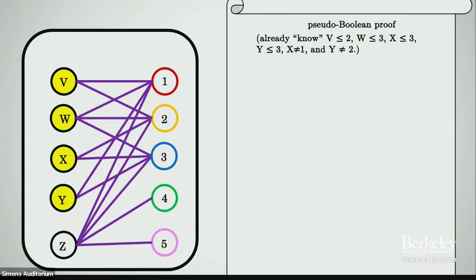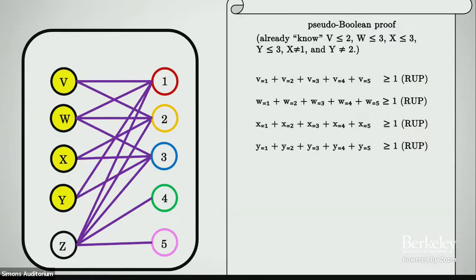And so we'll use this Hall violator to do the following. First of all, we'll introduce these RUP statements, which are really obviously implied by our direct encoding. In fact, if we were using the direct encoding, these would be here already because they're just saying that each variable needs to take at least 1 value. And we can reverse unit propagate them in if we've been introducing this direct encoding on the fly.